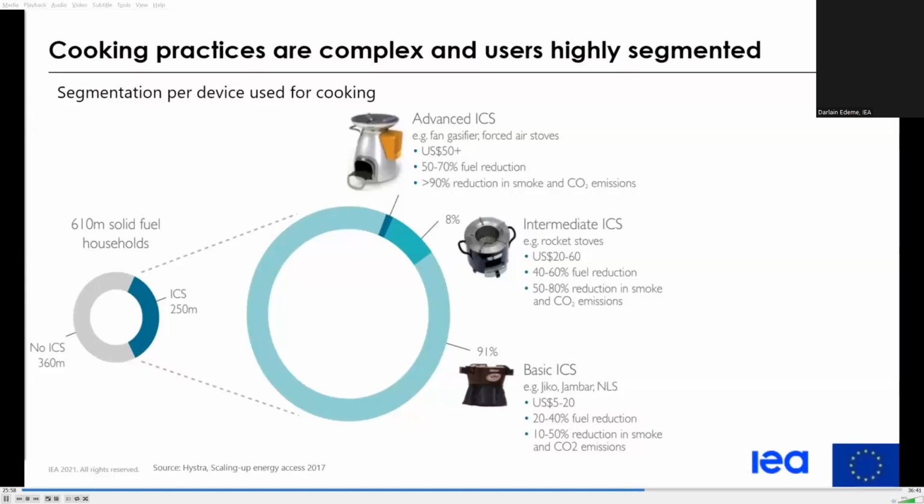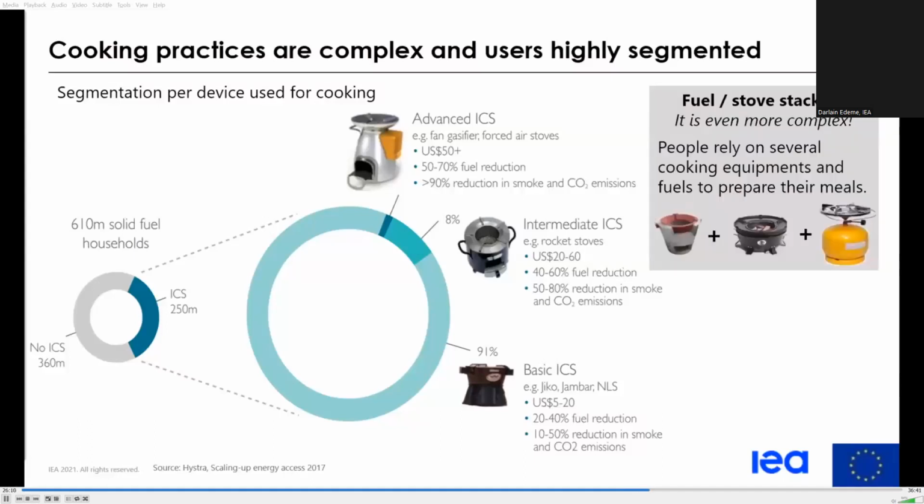Same for smoke release, it can vary considerably. Therefore, it is important to know which cook stove a household is using, as the impact is different. Some people use different cook stoves for different meals cooked in the same household. So the task of collecting all this information is even more complicated.